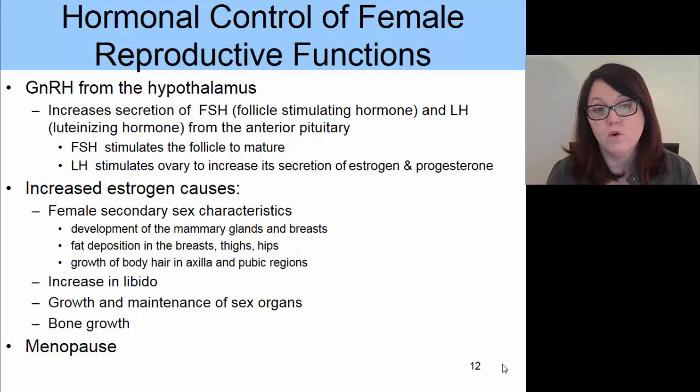Menopause occurs when the ovaries run out of eggs. When the ovaries run out of eggs, they stop making estrogen and progesterone, and then the menstrual periods stop, hence menopause. Menopause has a lot of symptoms associated with it, including hot flashes, which are thought to be caused by the roller coaster of hormones going up and down in the female during the beginning of menopause.